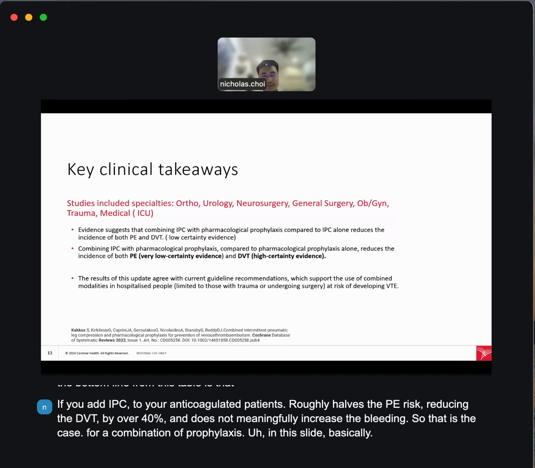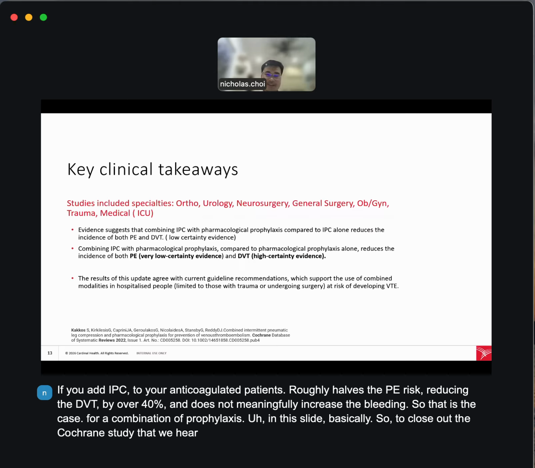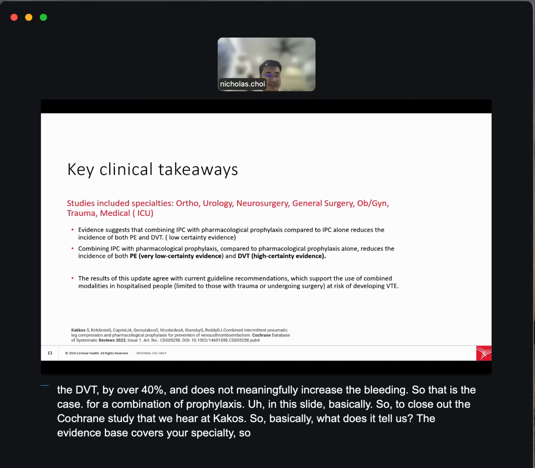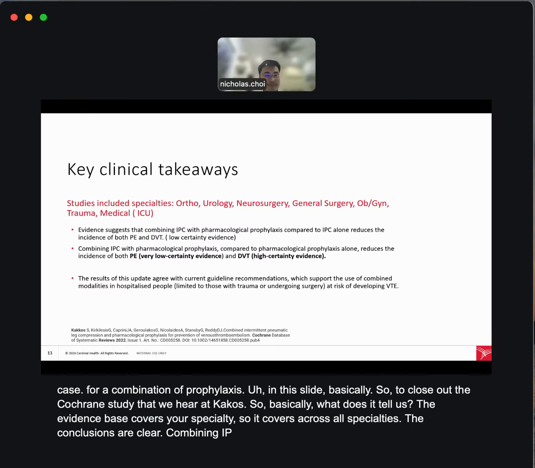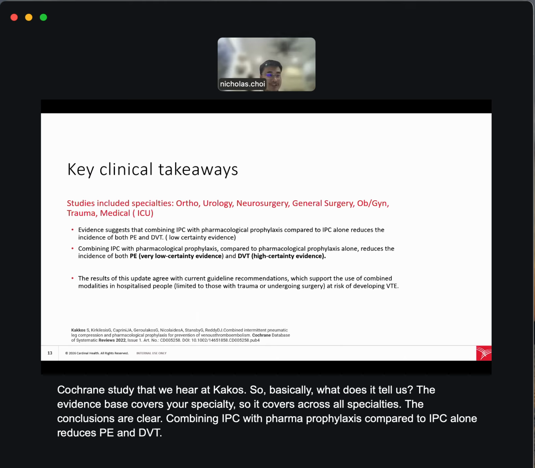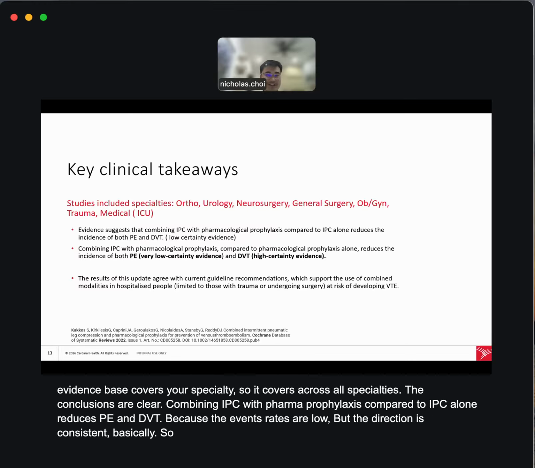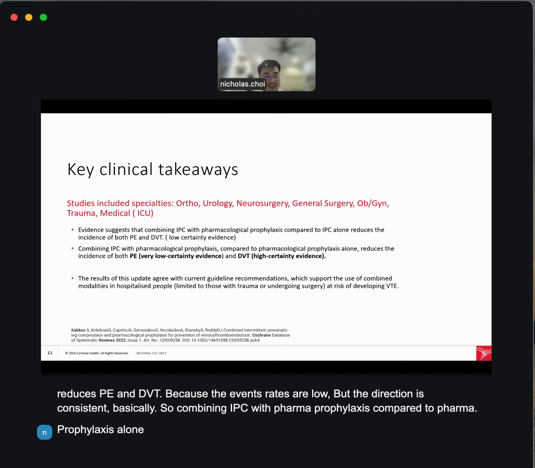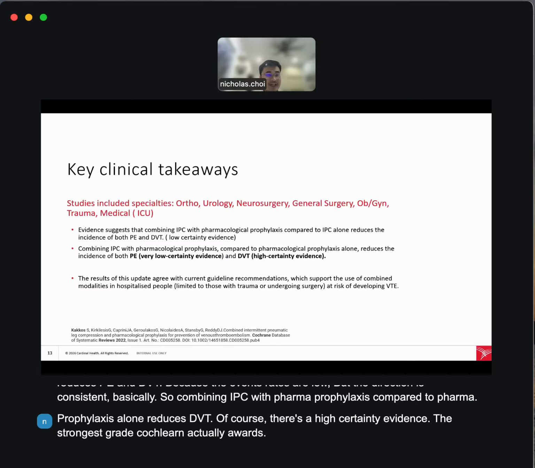So to close out the Cochrane study that we heard, CARCOS, what does it tell us? The evidence base covers your specialty, so it covers all specialties. The conclusions are clear. Combining IPC with pharma prophylaxis compared to IPC alone reduces PE and DVT. The event rates are low, but the direction is consistent. Combining IPC with pharma prophylaxis compared to pharma prophylaxis alone reduces DVT, of course with high certainty evidence, the strongest grade Cochrane awards, and reduces PE with low certainty evidence.